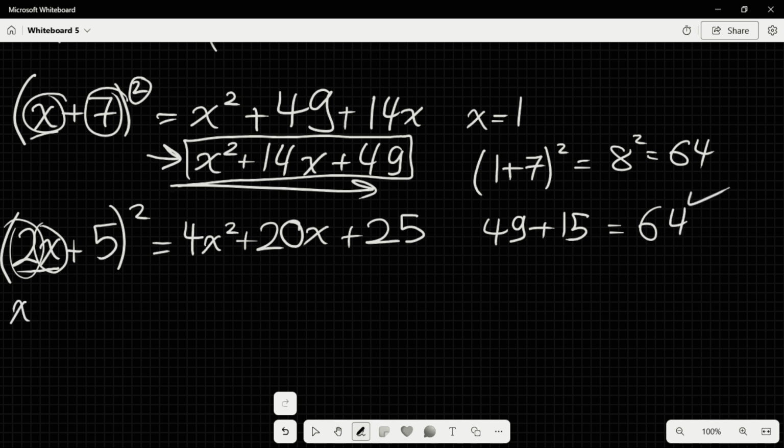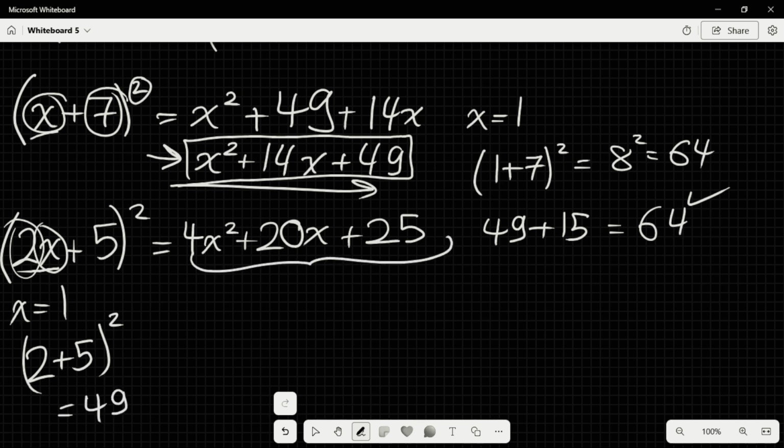Now let's replace x by 1 in this case. So we have 2 plus 5, all of it squared, which is 7 squared, which is 49. Now, if we replace x by 1 in the expanded form, what happens? 4 plus 20 plus 25 is indeed 49. And this is just a simple way to make sure that you're expanding correctly.